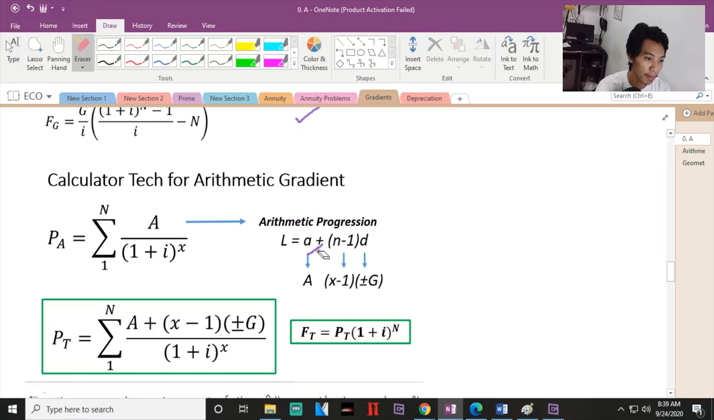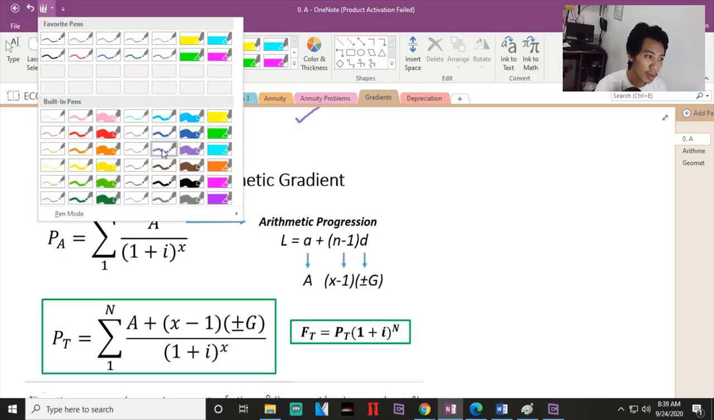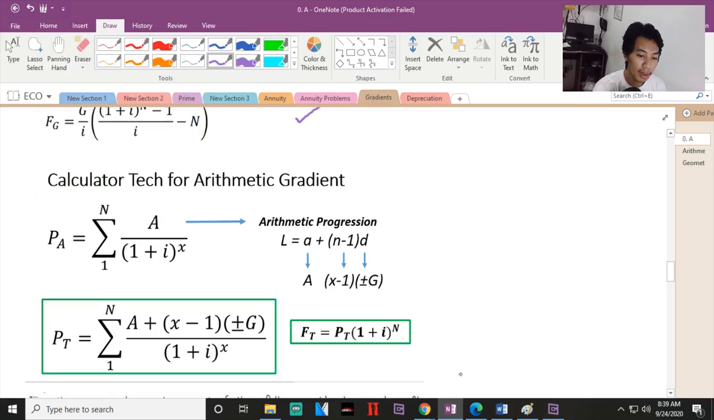Erase natin to. Ayoko nahihirapan kayo eh. Sir, hindi po recording. Okay lang. Nagre-record ako sa ano. Hindi ko sa BBB nire-record. I-upload ko ulit to. Okay?